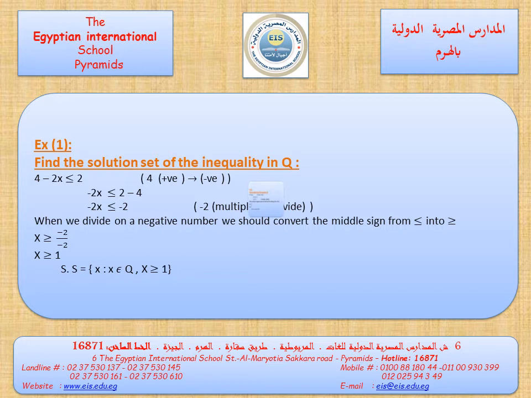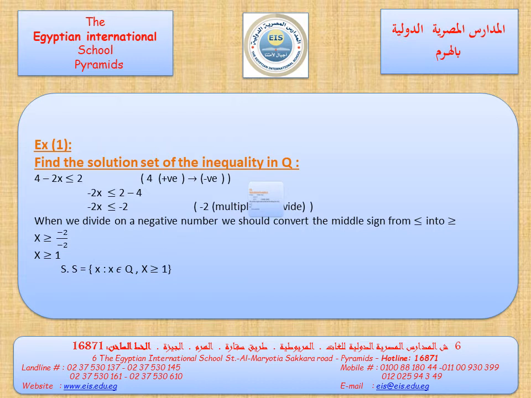What shall we do with the negative 2 beside x? We should convert it to the opposite side with a divided sign. Why? Because negative 2 here is multiplied to x. So it will be moved to the opposite side with a divided sign. So x will be bigger than 2 over negative 2. Why do we convert the sign from smaller than to bigger than? Because we divide on a negative number. When we divide or multiply by a negative number, the sign will be replaced from smaller than to bigger than, or from bigger than to smaller than. So x will be bigger than or equal to negative 1.